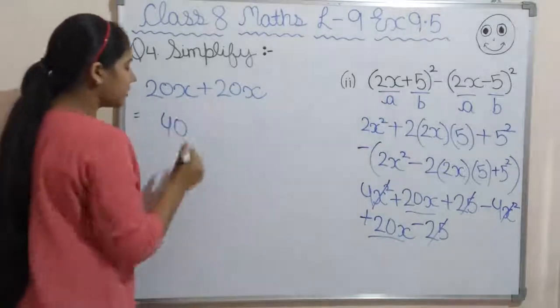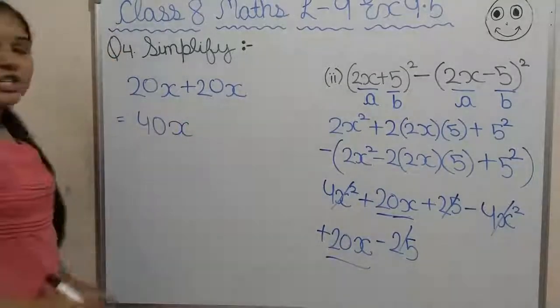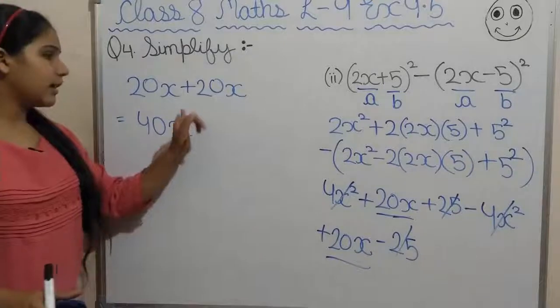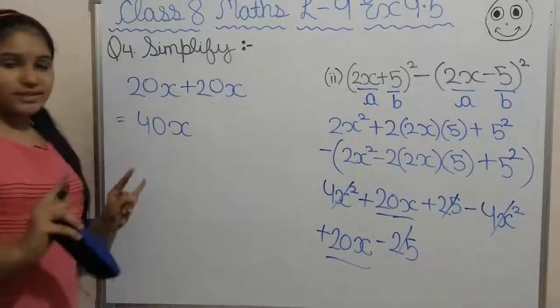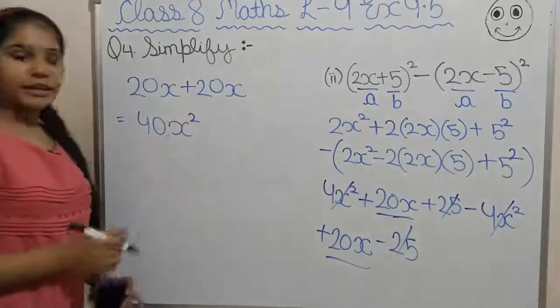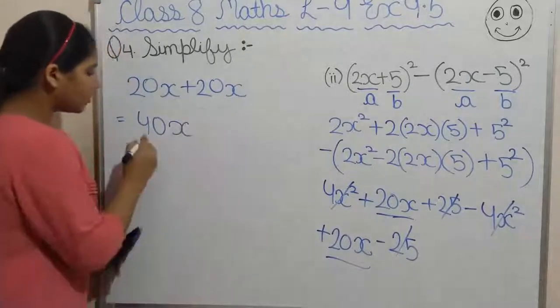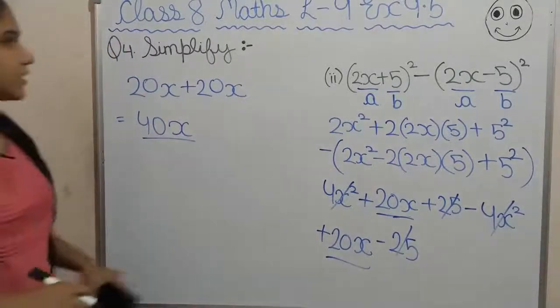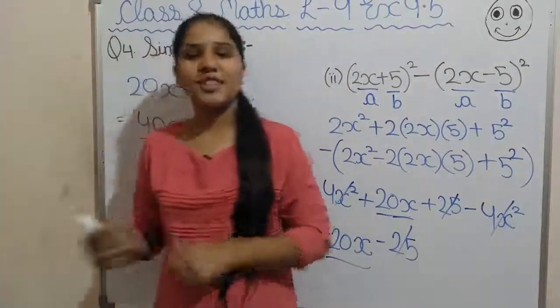Here addition is there, so only 1x we will write. If multiplication is there, then x square will come. But actually here addition is there, so only x, so the answer of the second is 40x. So we have completed the first and second parts. Let's move to the third part.